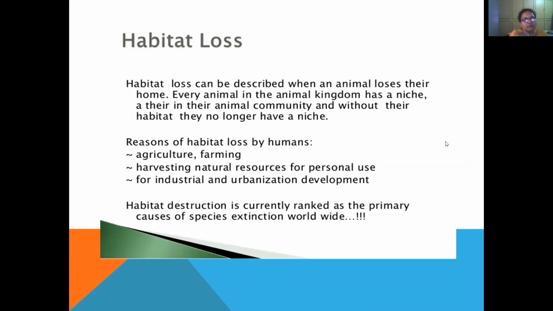So similarly for animals also, they lose their home. Every animal in the animal kingdom has a niche, their animal community, and without their habitat, they no longer have a niche. Right? So habitat loss is taking place in each and every area of the forest. Okay? So the reasons are humans only. So we are all causing these threats to biodiversity.